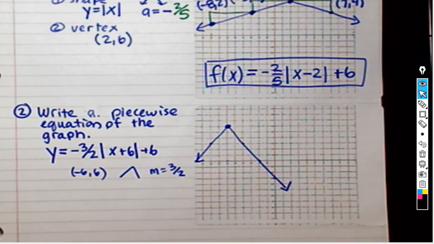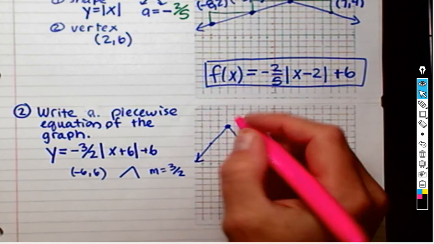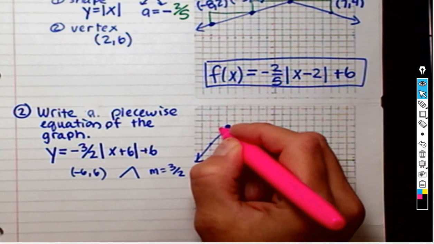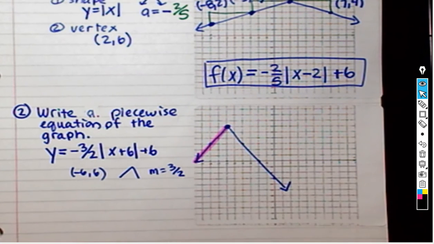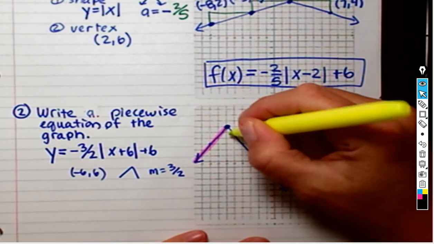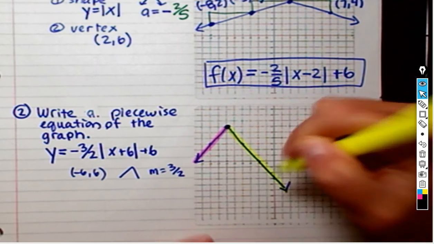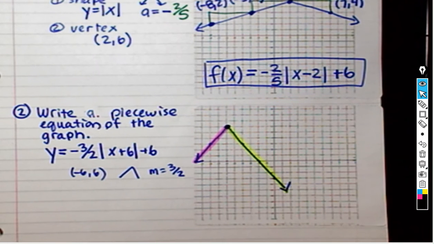All right, so there's the graph. Now, that was just the starting point. I said write it as a piecewise. Okay? So we're going to pick the pieces. I've got the left side is going to be my pink piece. The right side is going to be the yellow piece.